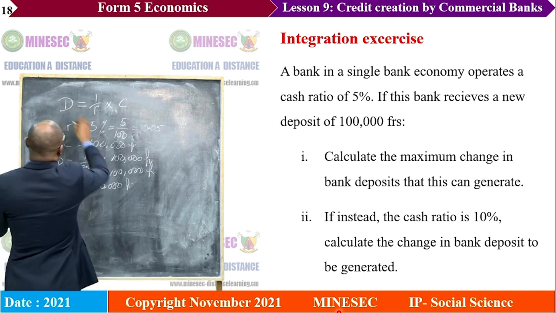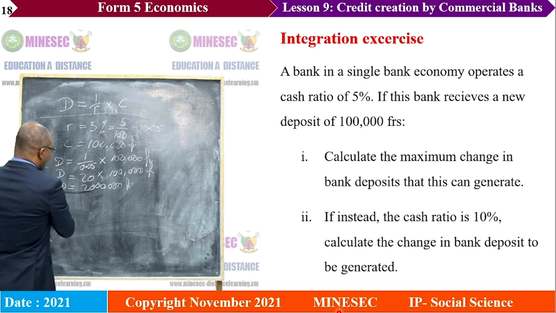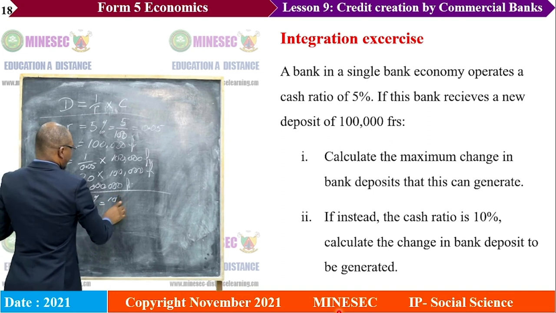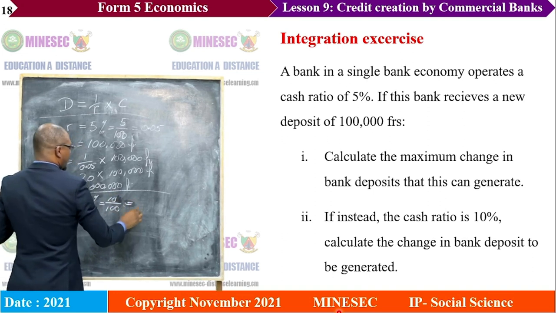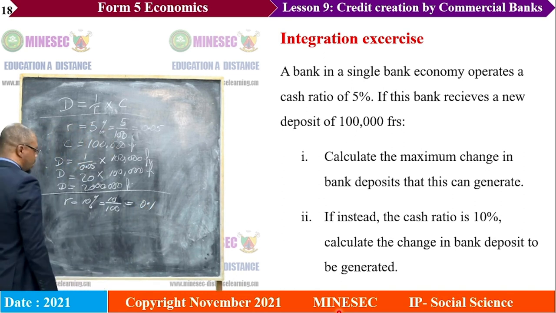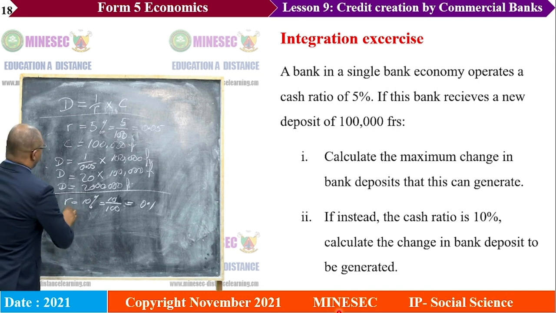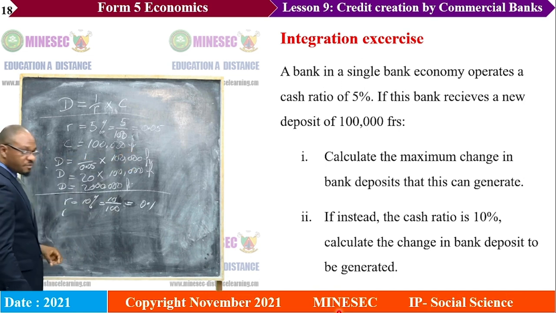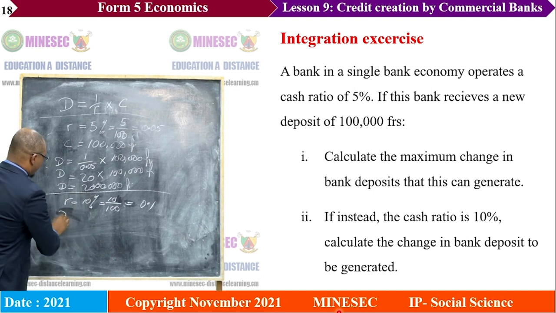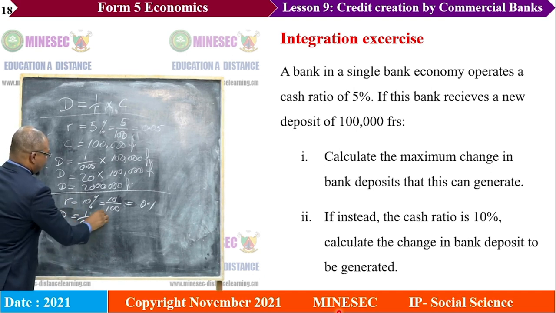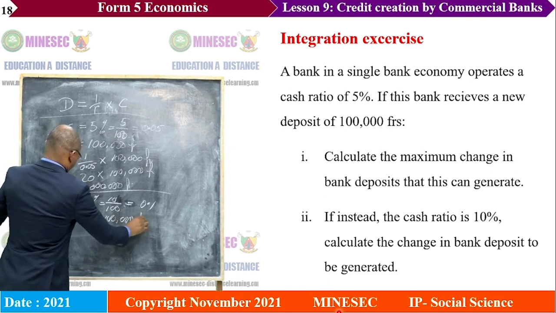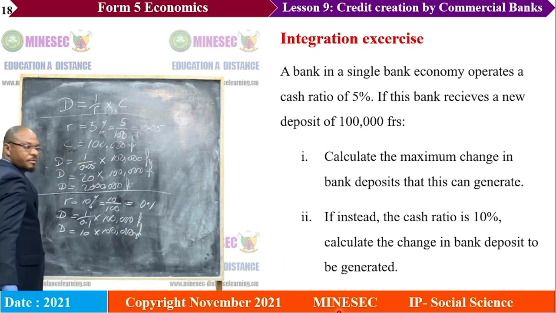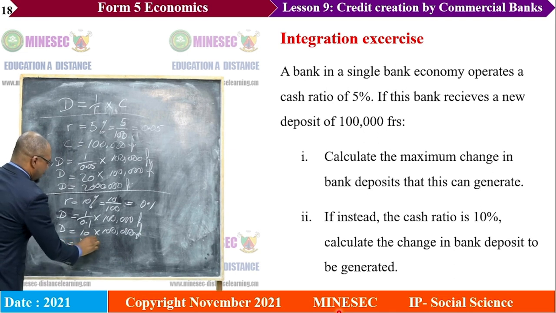Again, we use the same formula. The formula remains Z equals 1 over R times C. But this time, our cash ratio is 10%, or 10 over 100, or 0.1. So 10% is 0.1. Our initial deposit remains 100,000 francs. So we simply substitute. Z now becomes 1 over 0.1 times 100,000 francs. So that would mean Z equals 10 times 100,000 francs, which is equal to 1 million francs.